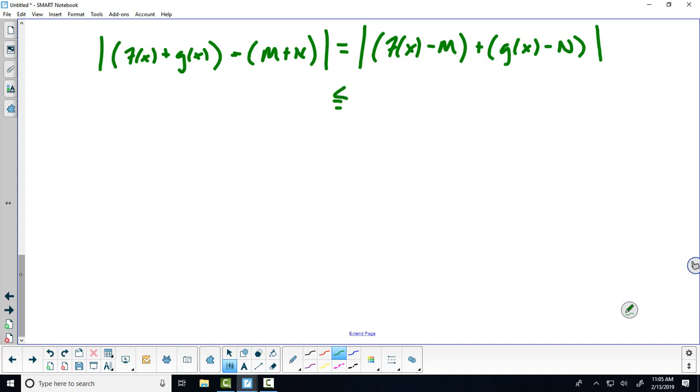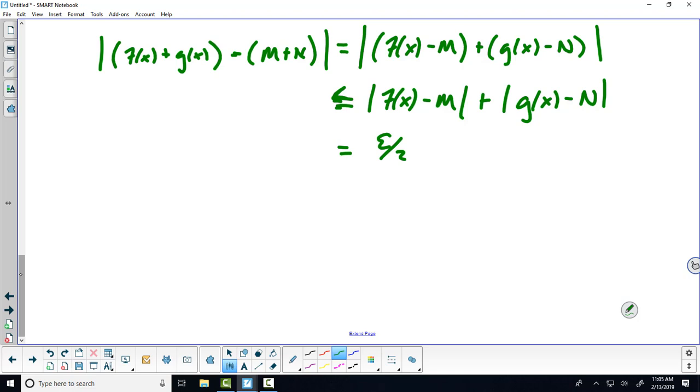Okay? But then that gives me a less than or equal to, not equal to. So this is less than or equal to the absolute value of f of x minus m plus the absolute value of g of x minus n. But this can be made less than epsilon over 2, provided we're at least as small as delta 1. And this can be made less than or equal to epsilon over 2, provided we're less than delta 2. And we made our delta the smaller of those two numbers, so we're guaranteed to be within that. And what do we get when we add epsilon over 2 plus epsilon over 2? We get epsilon.